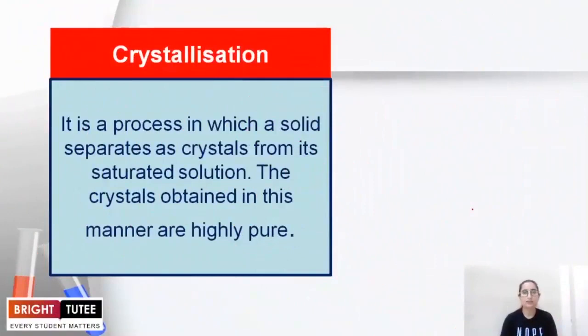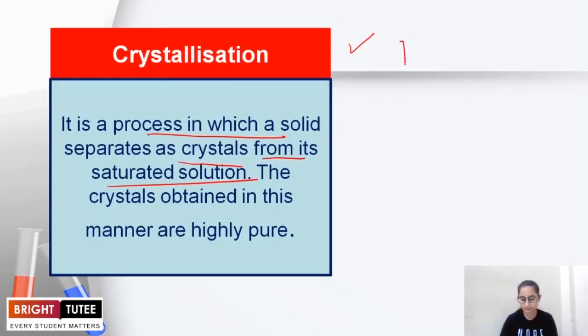Hello students, this is the fourth and last topic of this chapter, and the name of this topic is crystallization. We have to understand what crystallization is, and whether it is a chemical change or not, we will be studying after that. It is a process in which a solid separates as crystals from its saturated solution. Now what is a saturated solution?